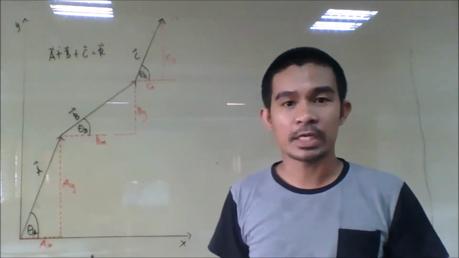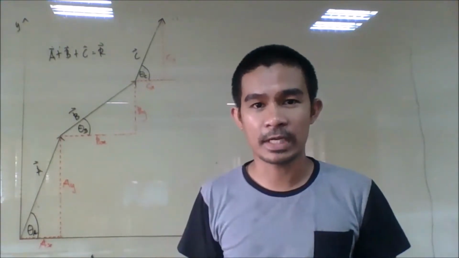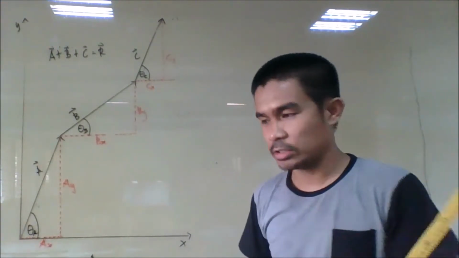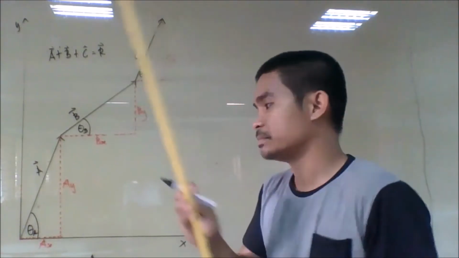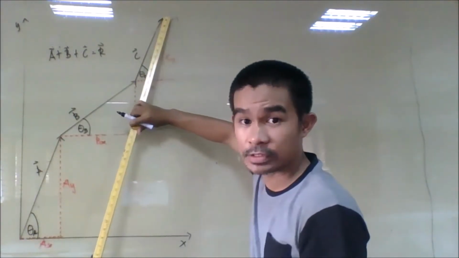The resultant vector, or the sum of these three vectors, by using the graphical method, is drawn from the tail of the first vector to the head of the last vector.